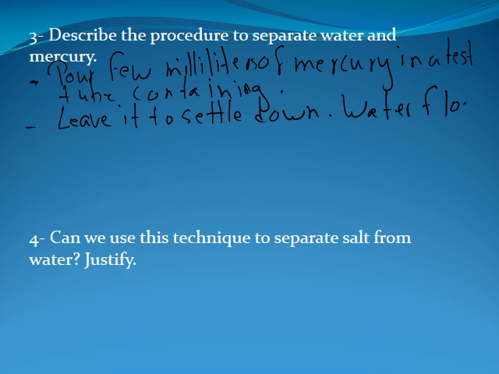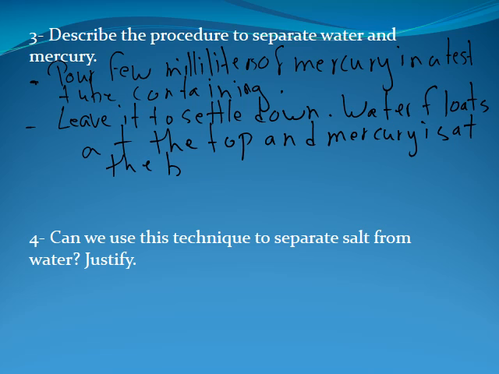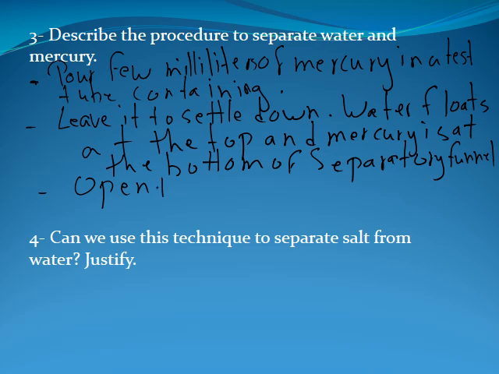Then water floats at the top, since it's less dense, right? Okay, water floats at the top, and mercury is at the bottom of the separatory funnel. Joel. Moving to the last step. Open the tap and collect the mercury in the beaker.